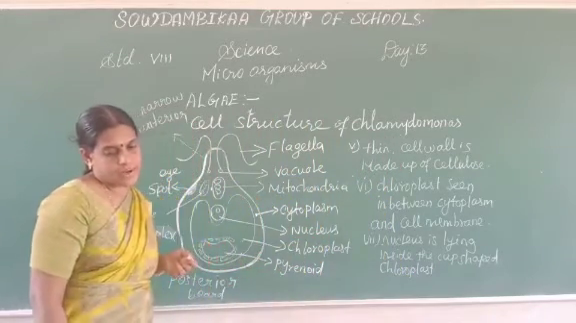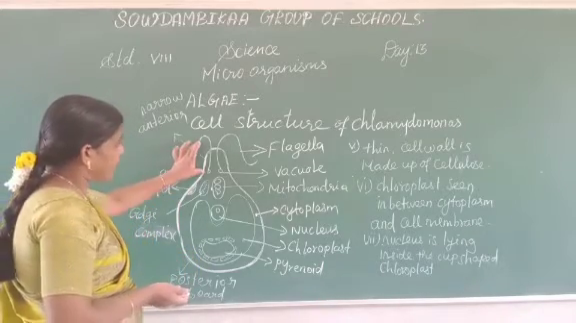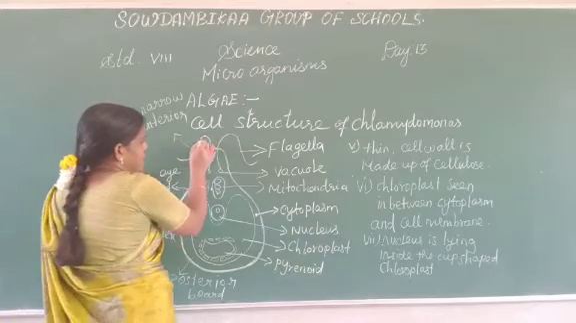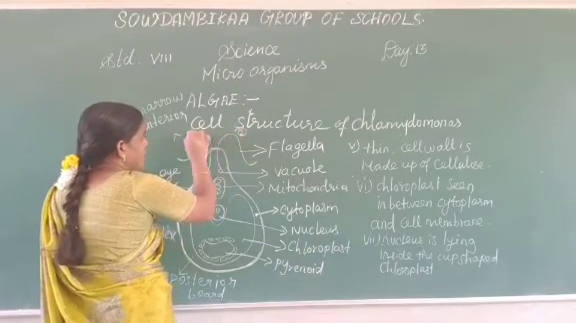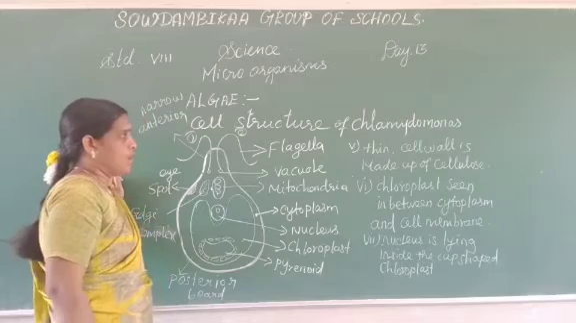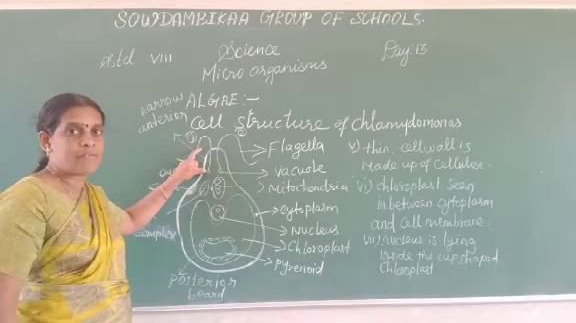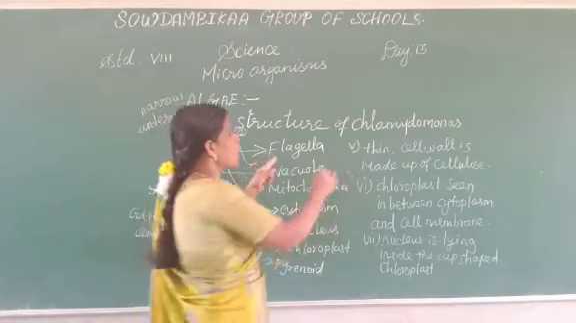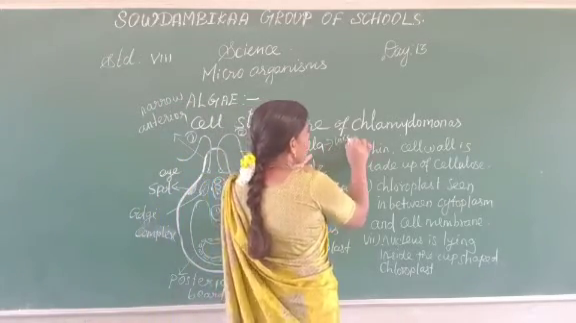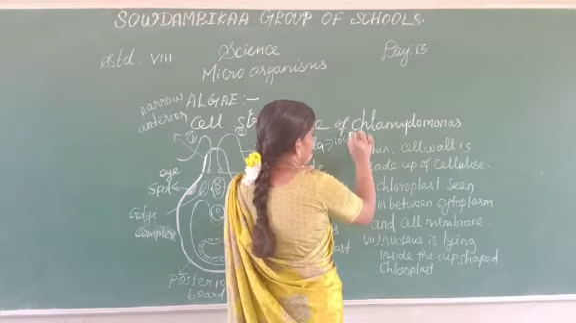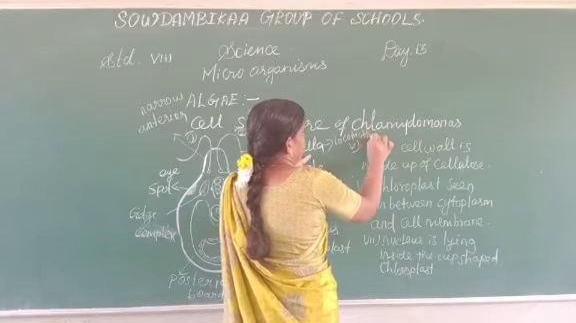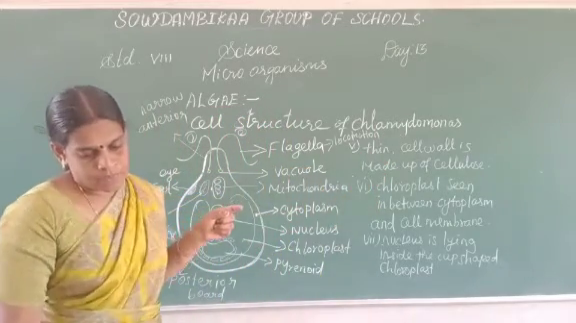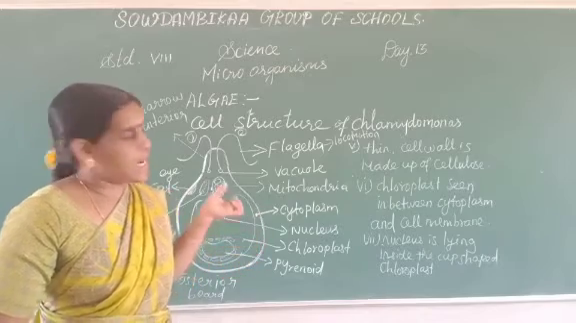Yes. Next point: this is the anterior part. The anterior part has two flagella. One, two. How many flagella? Two flagella. What is the use of the flagella? For locomotion. They move from one place to another.